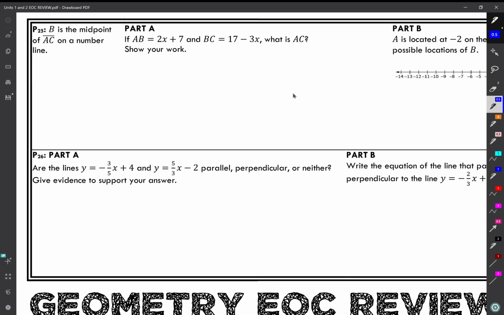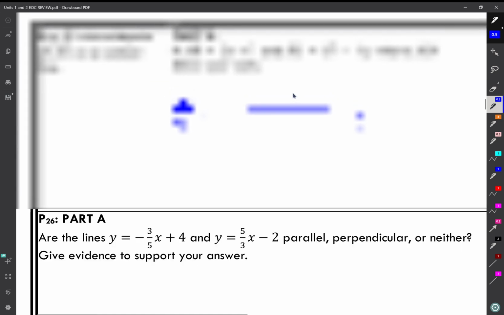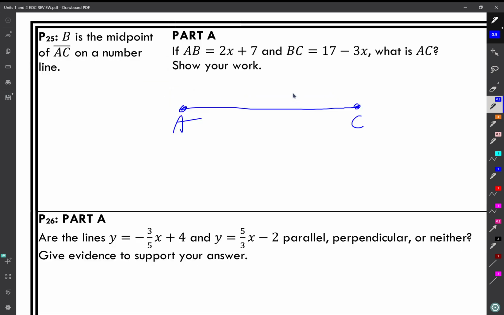So, number 25 says B is the midpoint of AC on a number line. Okay, let's draw that out. AC, we're trying to draw out right now. If we can, very easily. Alright, that looks alright. AC. Okay, B is the midpoint, so it's directly in the middle. So since it's a midpoint, we know those two are equal.